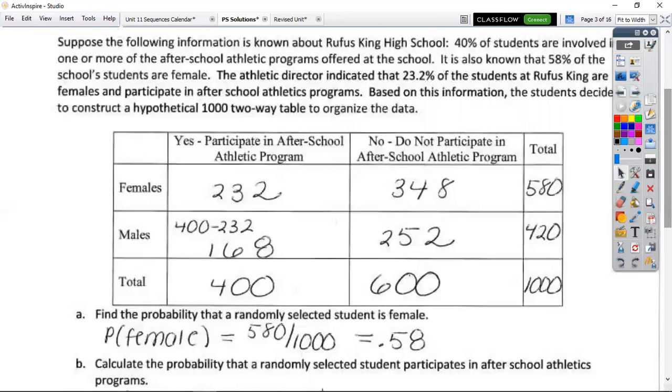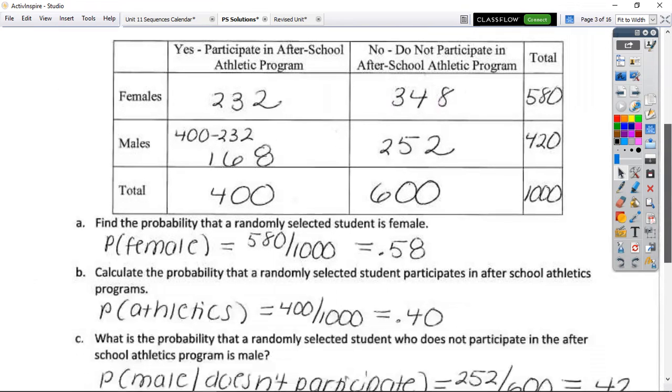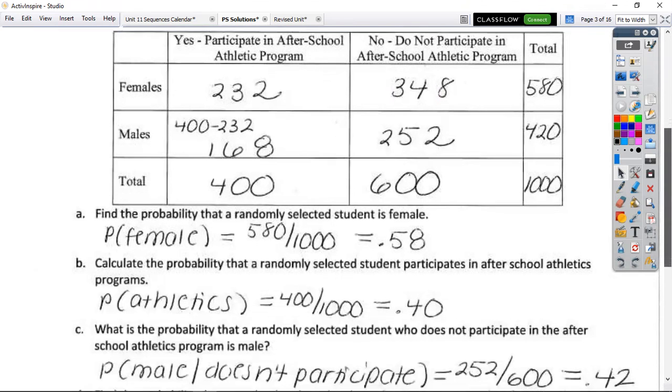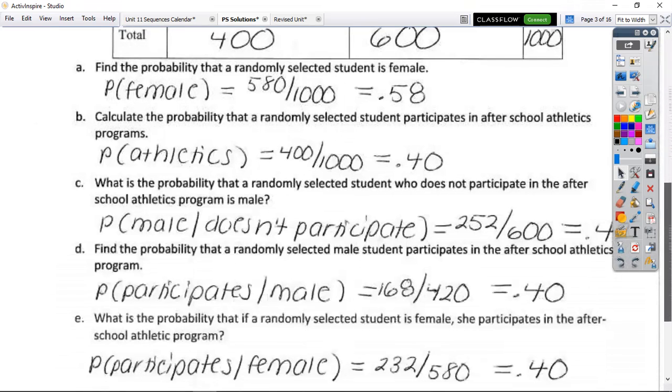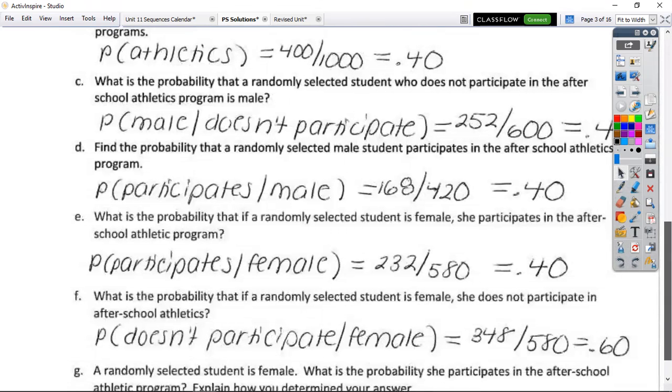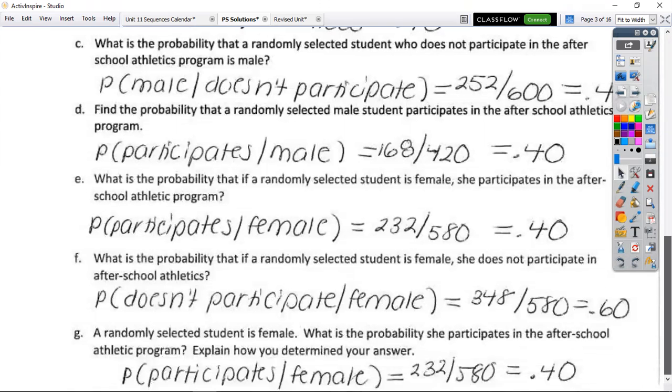So that's where the 232 came from. Same thing as the 580. Yep, and then add and subtract to keep building things. Notation at the bottom here. Male does not participate. A lot of 40% answers, right? Yeah, a ton of 40% answers. And then I think this one had one more page, correct? Yes.